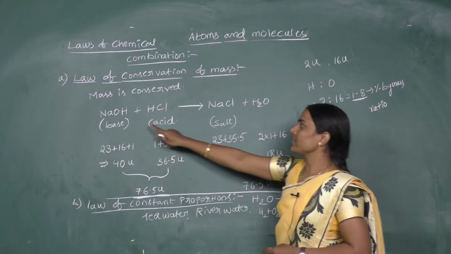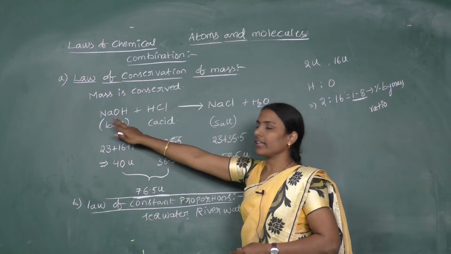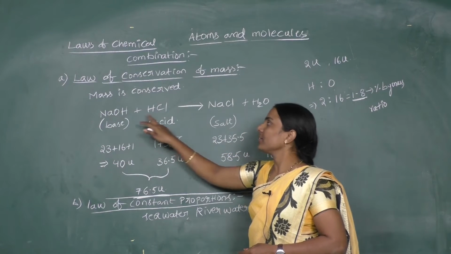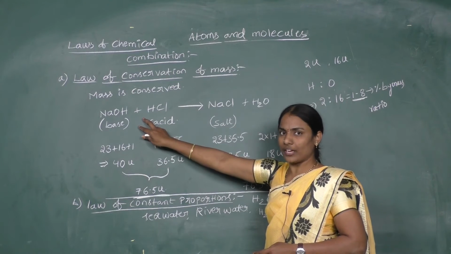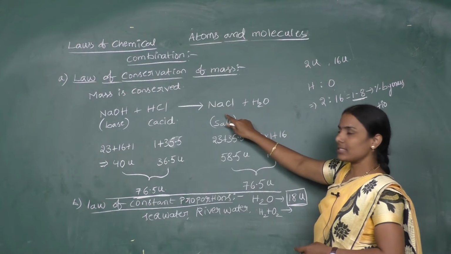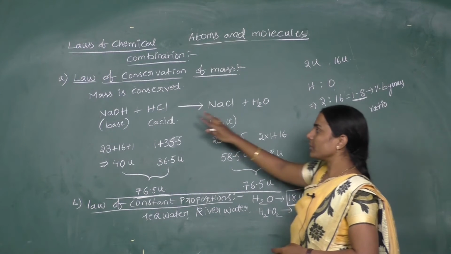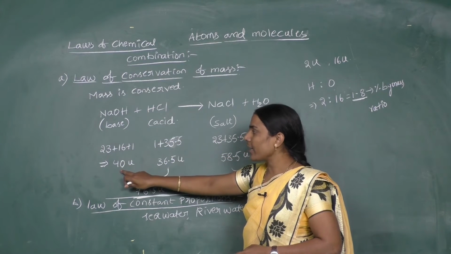So to explain this, I have taken one chemical reaction. See, this is your chemical reaction where we have the base reacting with an acid. So we call this a neutralization reaction. For this neutralization reaction, what we are getting is salt with water. And to exemplify this, I have just calculated their molar masses.